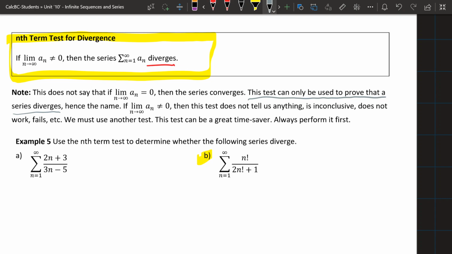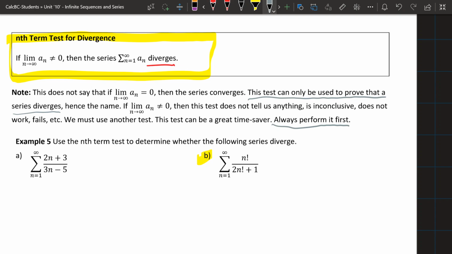If the limit as n approaches infinity of a sub n equals 0, then this test does not tell us anything. It is inconclusive, does not work, fails, is not helpful to us, etc. We must use another test. This test can be a great time saver. Always perform it first.